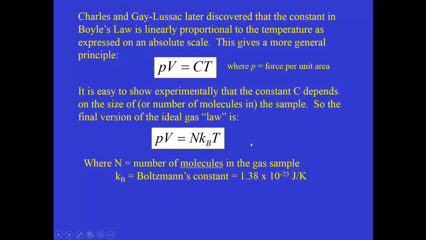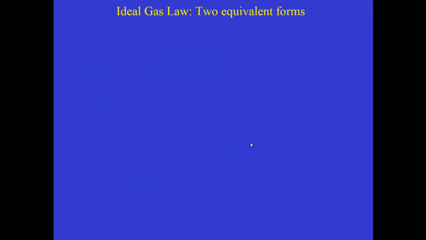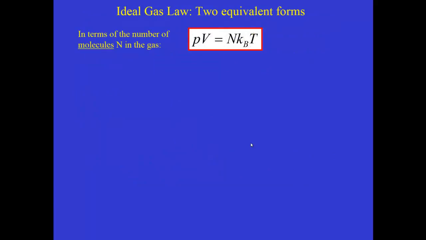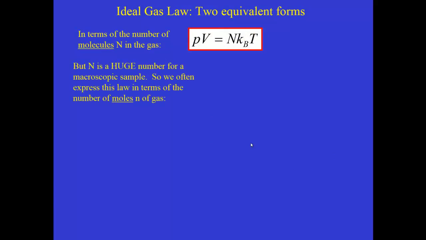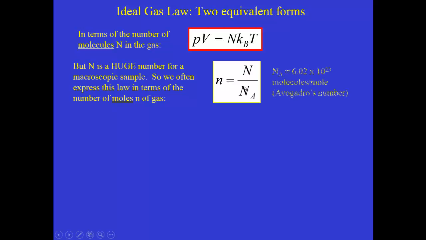So this is the ideal gas law in terms of the number of molecules that you have in the gas sample. But there's another form that we use, and that takes into account the fact that for a macroscopic sample of gas, N is a huge number, something on the order of 10 to the 23 or even higher. And so what we usually do, rather than express the ideal gas law in terms of the number of molecules, we define the number of moles of that gas as the number of molecules divided by Avogadro's number.